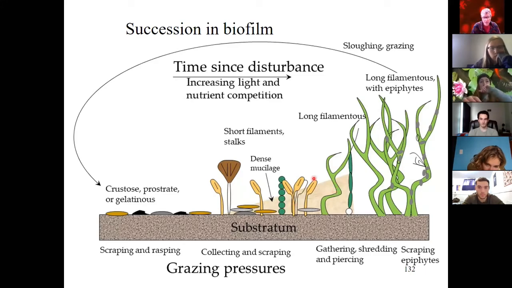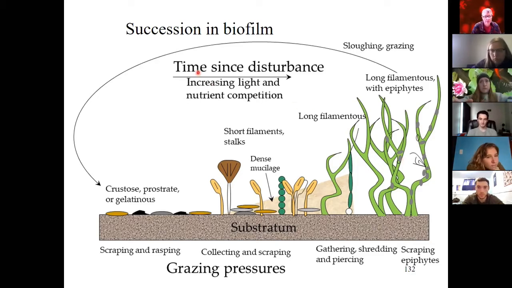And so things start growing up through this, and eventually these large attached filaments are the ones that are going to take off over time. They're going to take over the assemblage. And in this case, we actually have more surface area for these small things that are attached to solid surfaces. They'll actually attach onto those filamentous algae as epiphytes. So this might be something like Cladophora, which we've seen in class and collected.